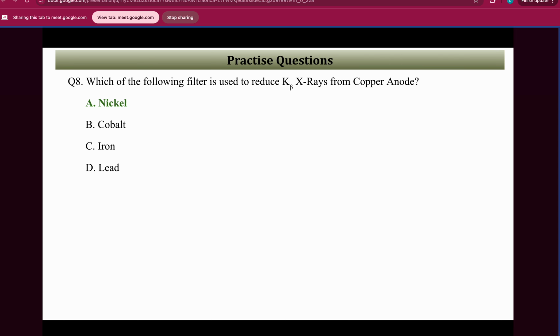So for that, other than a monochromator, we go for interference filters, in which nickel is the best, which can filter out the K beta radiations and only allows the K alpha radiations to pass. So it will increase the intensity of K alpha and the K beta intensity will be diminished. That's why this is the best filter for a copper anode. For other types of anodes, the choice of filter will vary.